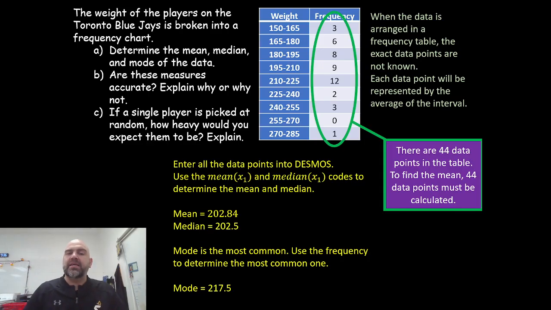And C, if a single player is picked at random, how heavy would you expect them to be? I would expect them to be in that middle category where the 9 and 12 pieces are, somewhere between 195 and 225. And if you're giving this answer, you have to make sure that you are clearly explaining why you think that. It's the most common range there, right? But you have to pick a range you feel would be the most common and where you would expect to see the data points. That is how I would answer the question. It's how I would come up with the answer.